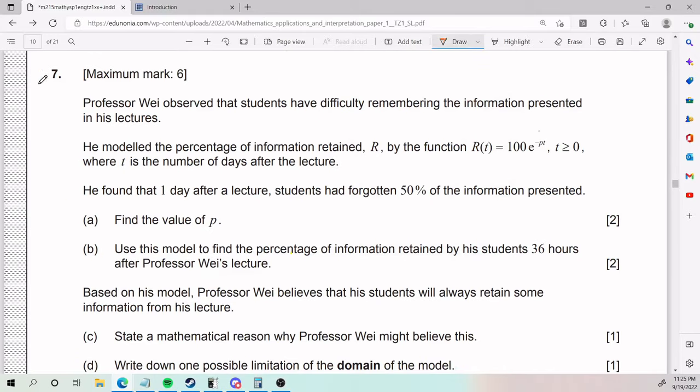All right, for number 7, we have Professor Wei observed that students have difficulty remembering the information presented in his lectures. He modeled the percentage of information retained, R, by the function blah, where T is the number of days after the lecture. T has to be greater than or equal to 0 because there have to be days passed after the lecture. It wouldn't make sense to have negative days here. So he found that one day after the lecture, students have forgotten 50% of the information presented. I think that's been pretty optimal. But anyways, find the value of p.